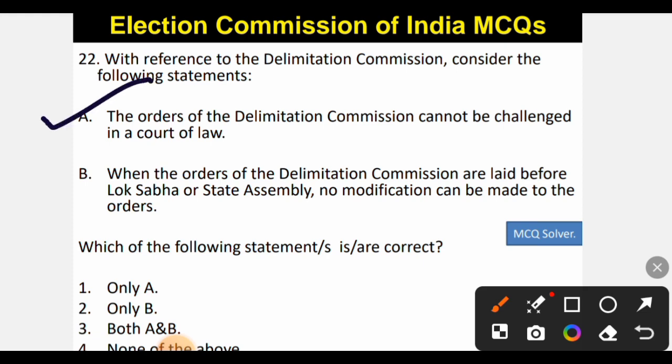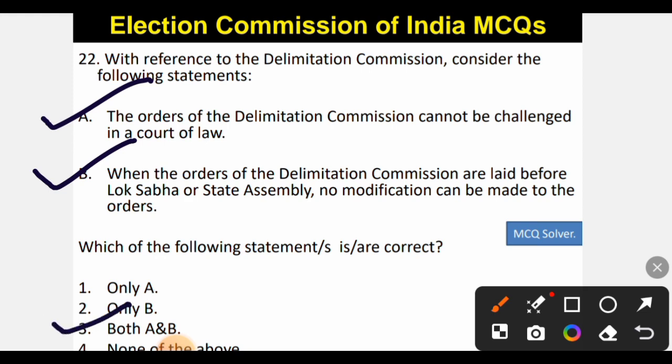And when it comes to statement B: when the orders of the Delimitation Commission are laid before the Lok Sabha or State Assembly, no modification can be made to the orders. This is also a correct statement. So the correct option will be option number 3, that is both A and B.